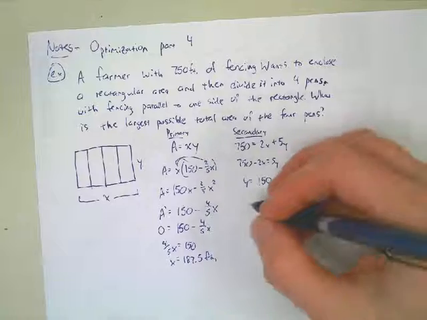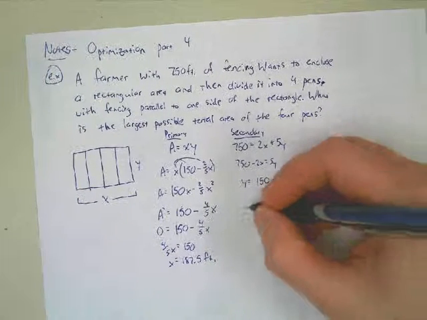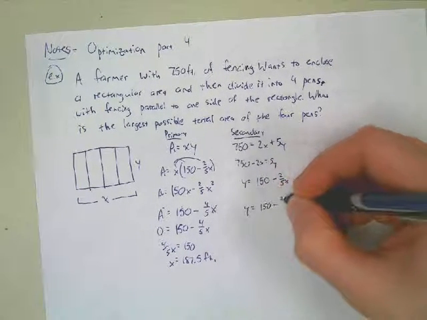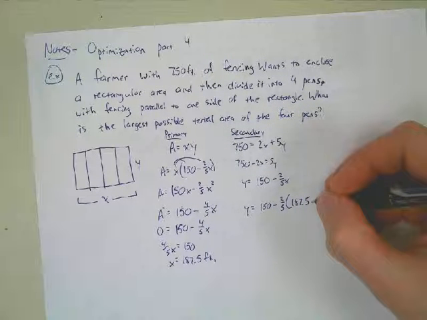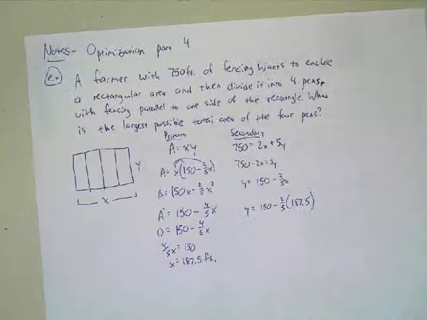Okay. Plug this back in then up here to get the y, so y equals 150 minus 2/5 times 187.5. Okay, I'm just going to type that in my calculator.